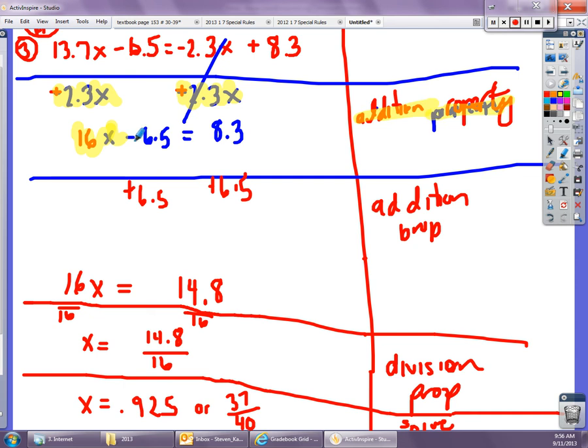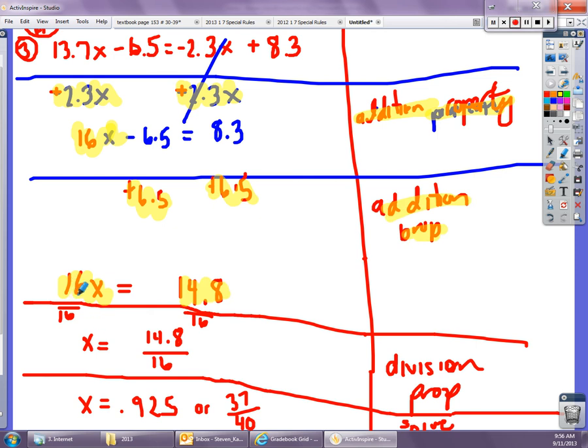Now here I am going to move the negative 6 and 5/10 by adding 6 and 5/10 on both sides. It'll cancel it out here, and we're left with just 16x. And 8 and 3/10 plus 6 and a half is 14 and 8/10. And that's the addition property again because I added 6 and a half on both sides.